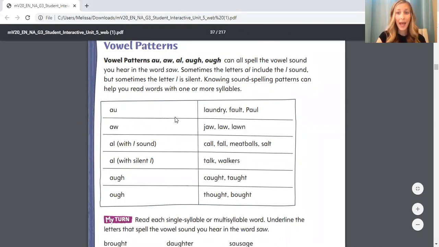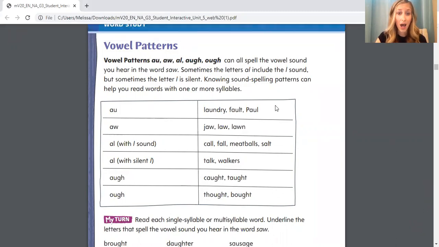So you're going to take the time after this video to take a look at this chart and notice the examples. We have examples of words with the A-U vowel pattern that makes the ah sound. Laundry, fault, Paul. We have words with the A-W making the ah sound. Jaw, law, and lawn. We have A-L vowel pattern words where you do hear the L sound. For example, in call, fall, meet balls, salt. And then we have examples of that same A-L vowel pattern, but you do not hear the L. The L is a silent letter, like in talk and walkers.